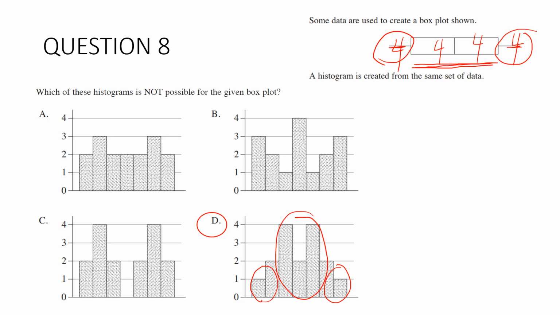If we have a look at A, it's fairly uniform. B, we have got bunching on the outsides and less in the middle. And here we have the same thing, don't we? We've got bunching on the outsides and less in the middle. So our answer is D.